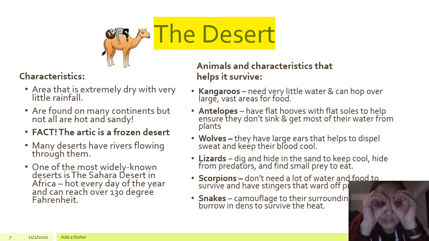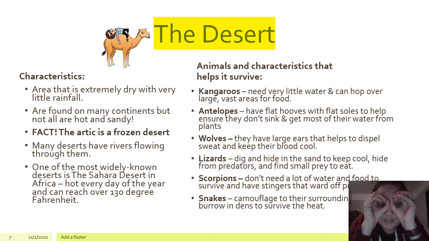Okay, so the desert. It's an area that is extremely dry, very little rainfall. They're found on many continents, but not all are hot and sandy. The Arctic, does anybody know where the Arctic is? It's this really cold place. And yet, it's a desert, but it's a frozen desert.